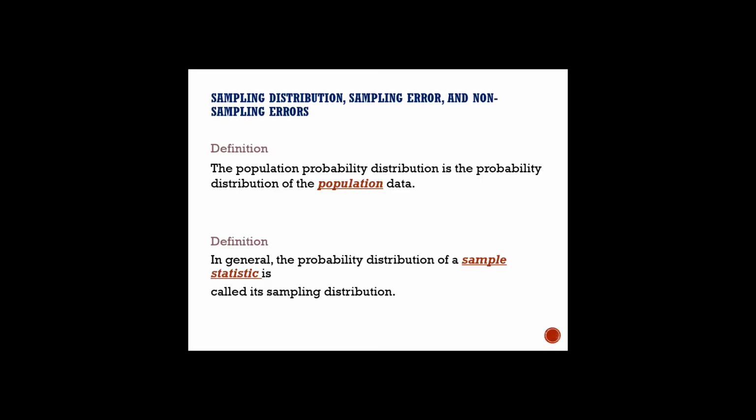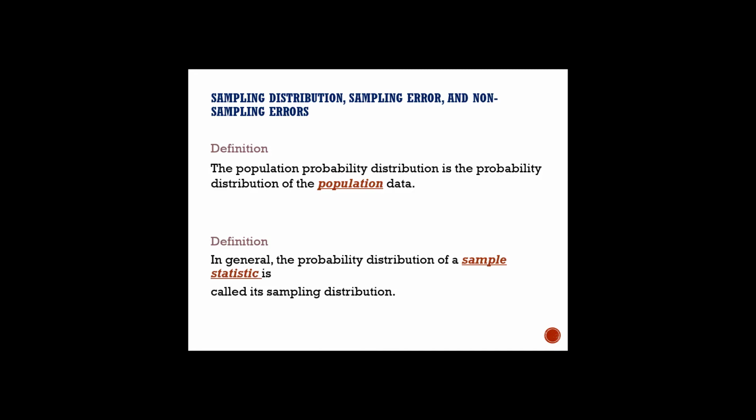Chapter 7 brings us to a discussion about something called the central limit theorem and how it deals with sampling distributions of data. First, some definitions for you. We're going to talk about population probability distribution, which is the probability distribution of population data. In general, the probability distribution of a sample statistic would be called its sampling distribution.